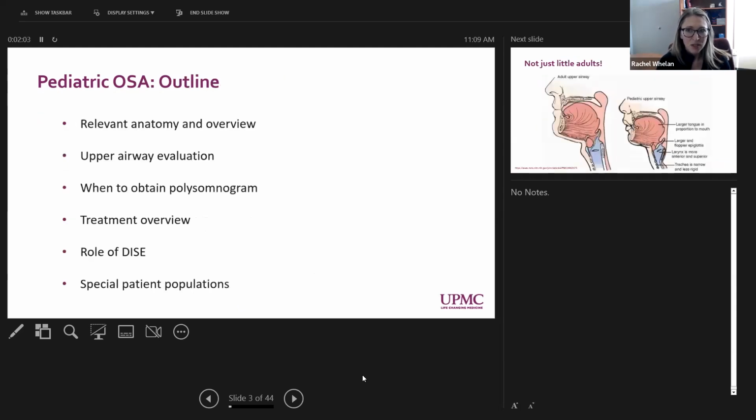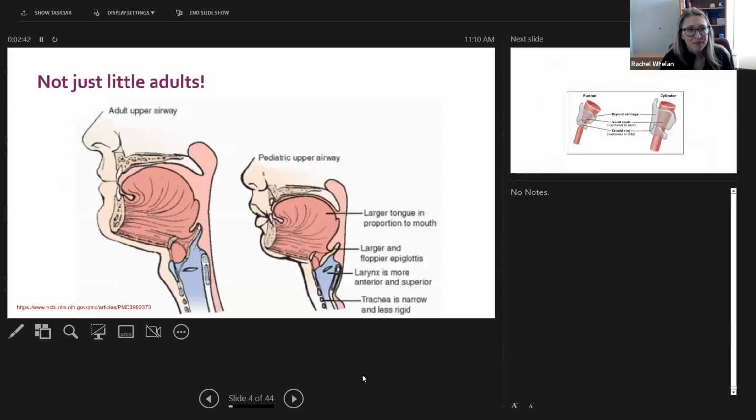So again, we'll just go over some anatomy and an overview of pediatric sleep apnea, talk about how I think about an upper airway evaluation, when I get sleep studies, when you should get sleep studies, and then we'll talk about a treatment overview. And if there's some time at the end, I'd like to touch on the role of sleep endoscopy. You'll probably see patients with these refractory or very severe cases who, if you're at more tertiary centers, will consider a sleep endoscopy. And then we'll also touch on patient populations in terms of Down syndrome and Inspire implantation.